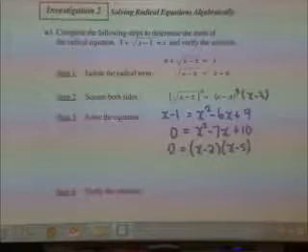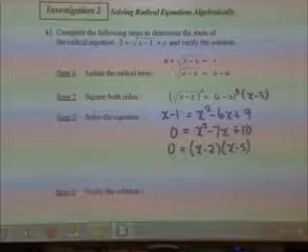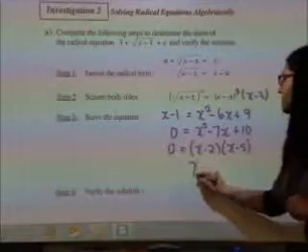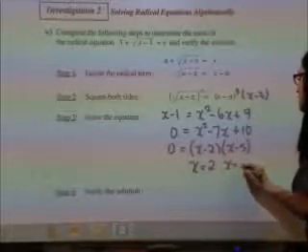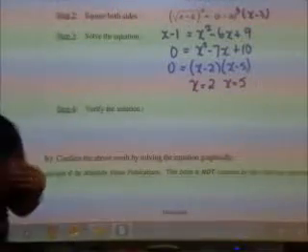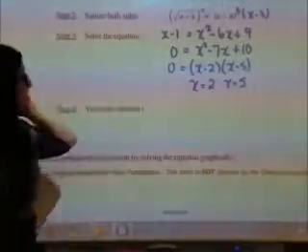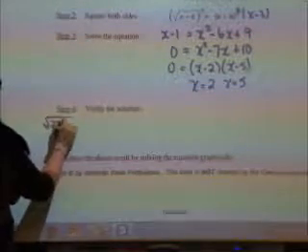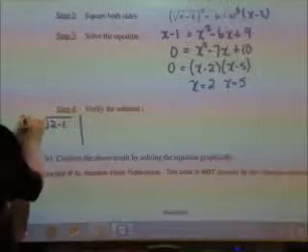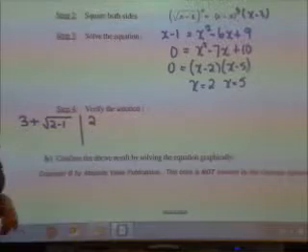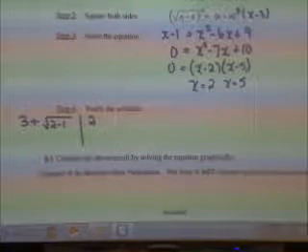So what are my possible solutions? What could x equal? 2 and 5. And then what I want to do in the last part is I need to verify the two solutions. So to verify the two solutions, I can start off with the 2 first. So I get 3 plus the square root of 2 minus 1 equals 2. So I go back up to my original equation.